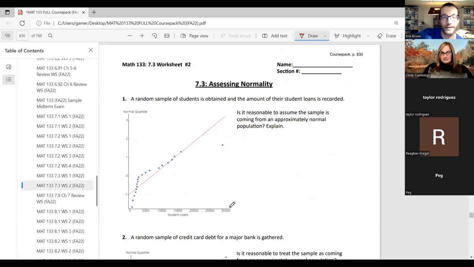So let's go to 7.3 then. Kind of interesting that we're doing this out of order. I get why, but.